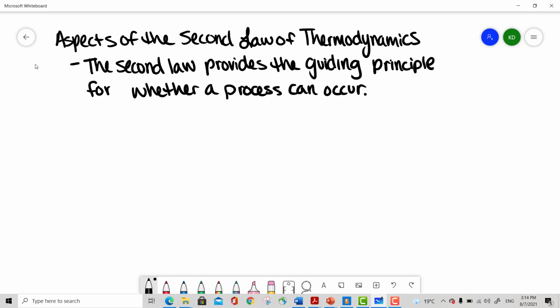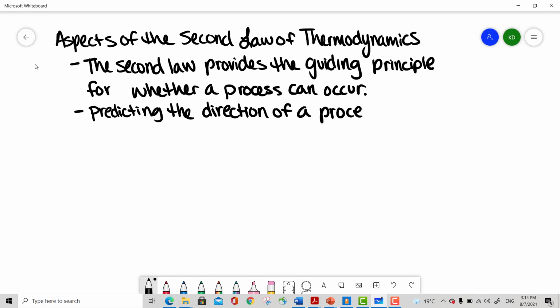So the second law of thermodynamics has a ton of aspects, and the ones that differ from the conservation of mass and energy are that they are predicting the direction of a process. This has been referred to by some as the most important part of the second law of thermodynamics.